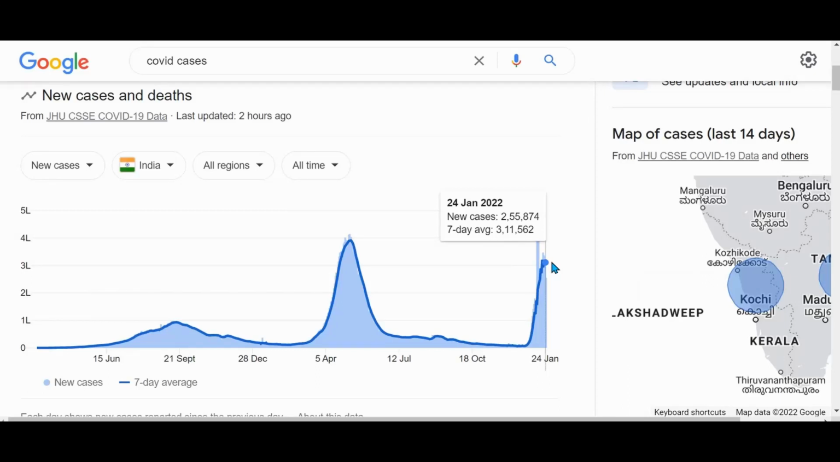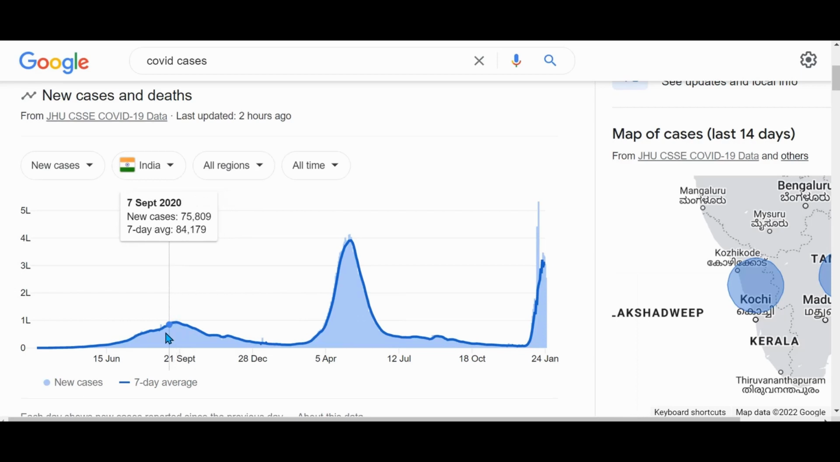Dear students, I'm checking the total new positive COVID cases on 24th January, that is 2,55,874. And I can check on the 22nd, 23rd, 21st, and so on. So when I move this cursor over this graph, I can get the details of the COVID cases for the past couple of years.